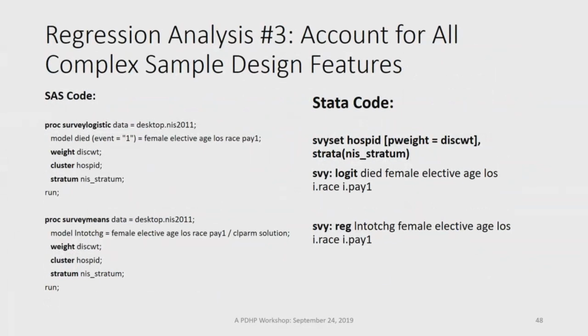Yep. So I don't have any longitudinal examples specifically, but in this book up here, we have a whole chapter dedicated to how to use weights appropriately in longitudinal studies. Yep. Okay, other questions about this regression code?